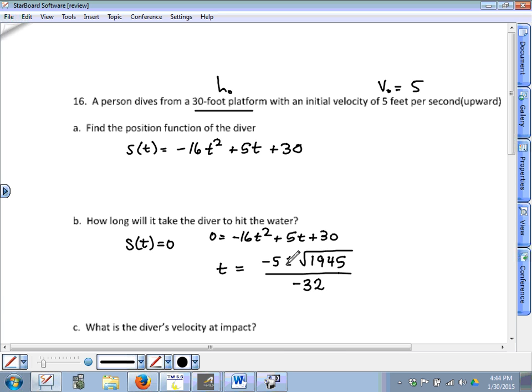Now, just like before, it's not going to make sense to have a plus and a minus. This is a value of time, which has to be positive in this situation. And because we're dividing by negative 32, that means our numerator has to be negative. So I'm going to take the negative 5 minus the square root of 1945 over negative 32. This is going to turn out to be a positive value.